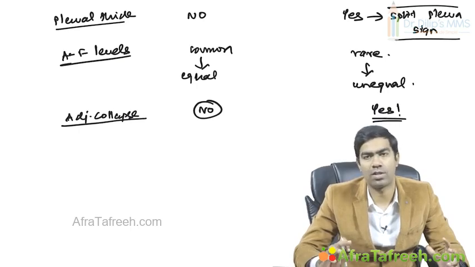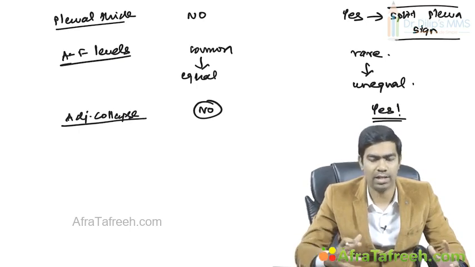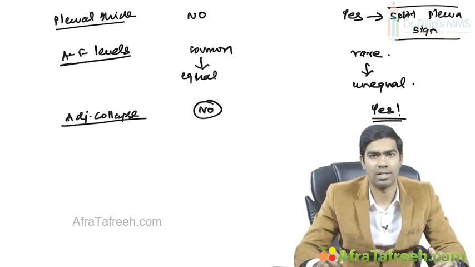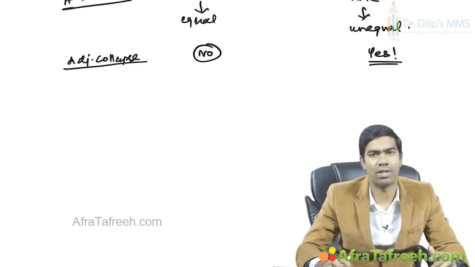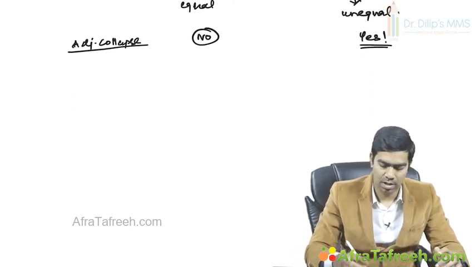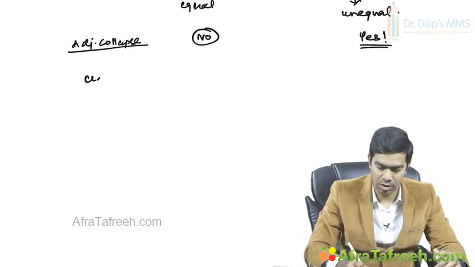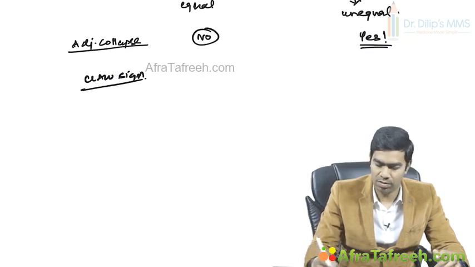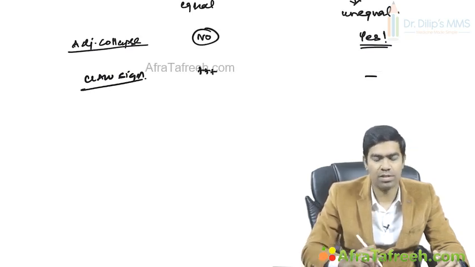Empyema is like a mass that is originating extrinsic to the lung parenchyma. So it can expand and it can collapse the adjacent alveoli. So adjacent collapse is a feature of an empyema, not a lung abscess. And finally, claw sign. Claw sign is a feature of lung abscess only. It's not a feature of empyema.